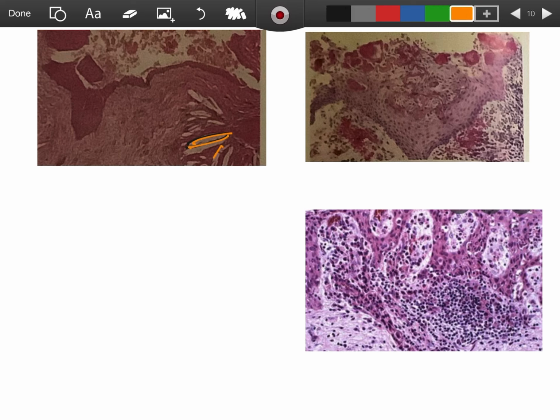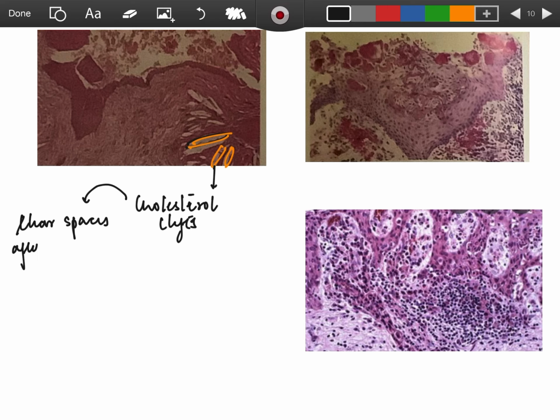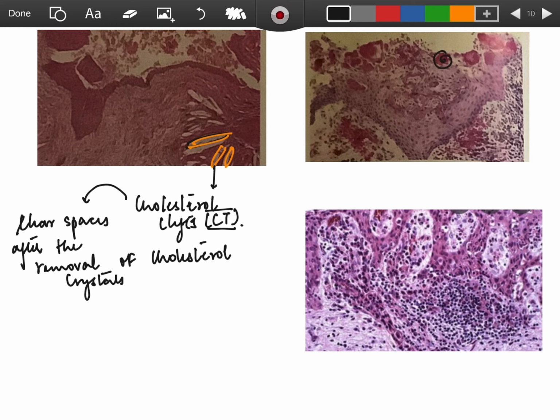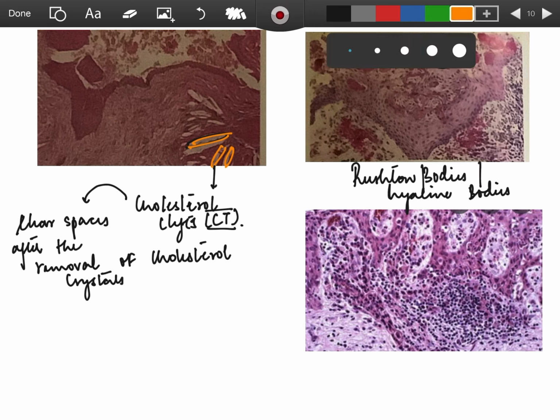Now you can see in the histopathological picture there are clear spaces which are called cholesterol clefts. You can see in the picture they are seen in the connective tissue. So what are cholesterol clefts? These are the clear spaces seen after the removal of the cholesterol crystals, in the place of the cholesterol crystals in the connective tissue. In another one, you can see the Rushton bodies, or the hyaline bodies.